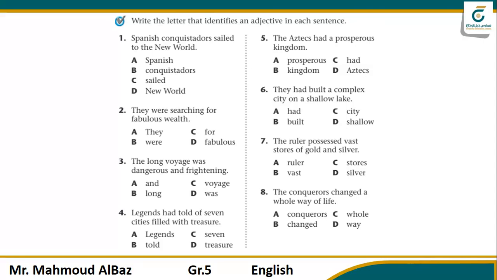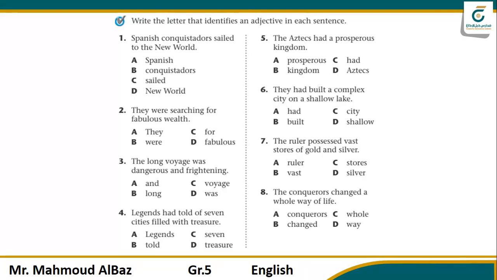4, you do it yourself. A, B, C or D? Yes, exactly, C. 5, yourself. A, B, C or D, which one? Yes, prosperous, exactly. And 6, had, city, built or shallow. Had? No, it's not. Built? No, it's a verb. City, a noun, so it's D, shallow.